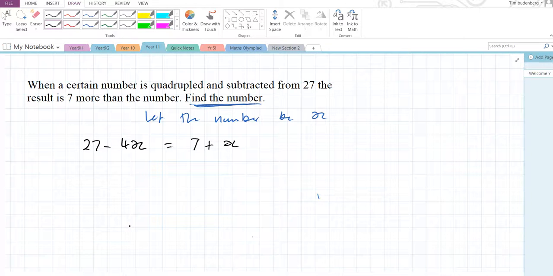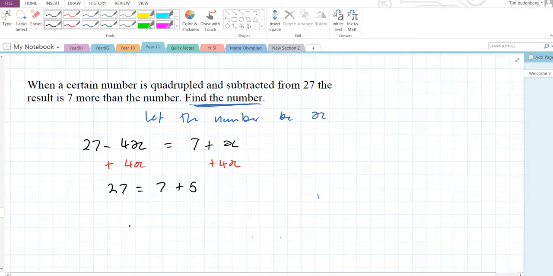We need to get all the x's on one side and all the numbers on the other. I would start by doing this by adding 4x to both sides. This gets rid of the x's on the left hand side and moves them all to the right, leaving us with 27 is equal to 7 plus 5x. Then we start unwrapping the x. I know it's on the right hand side, but it doesn't actually matter too much, as long as we end up with all the numbers on one side and all the x on the other.